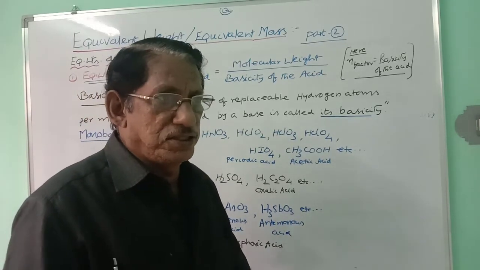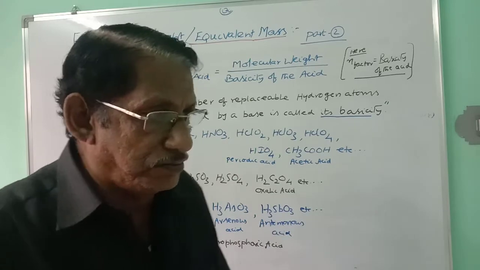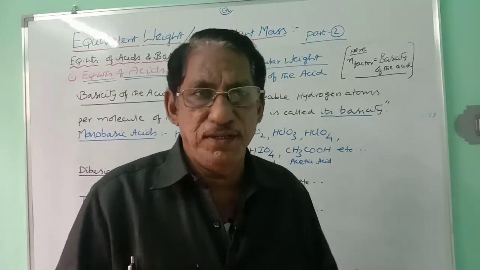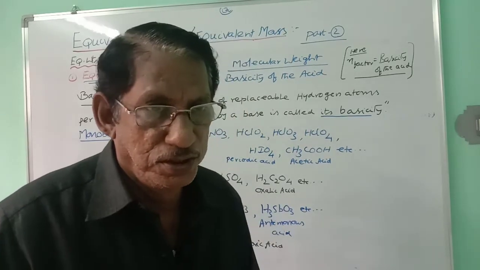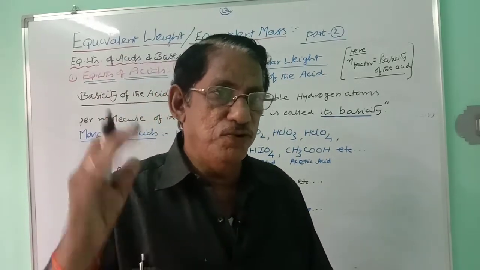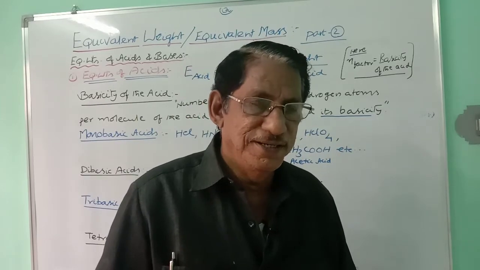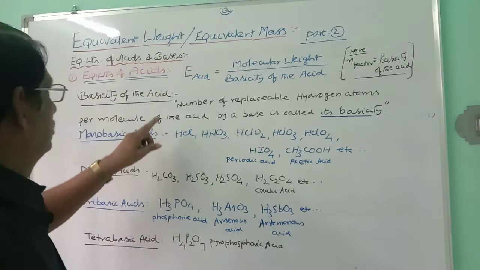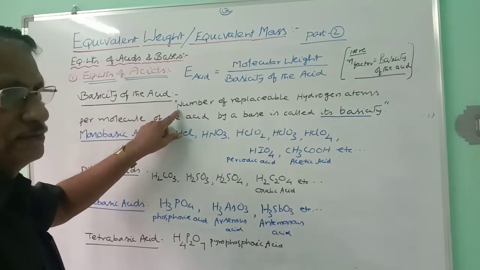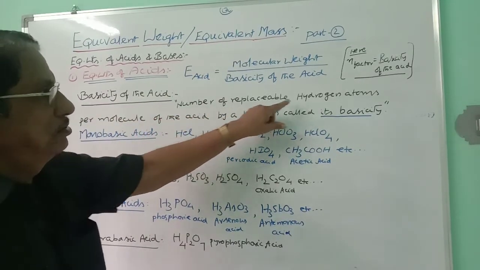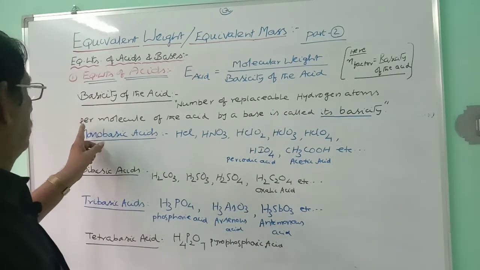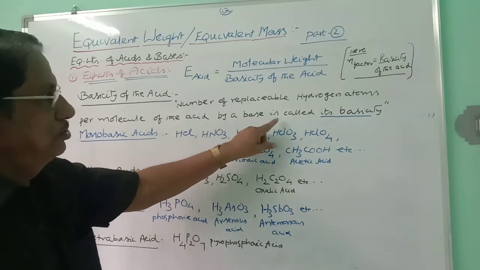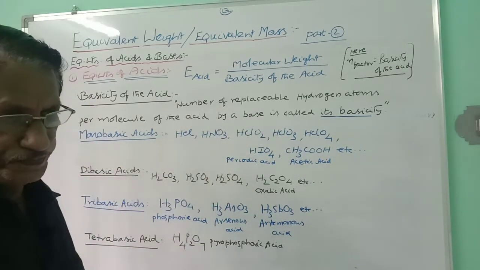Every acid will be having acidic property, every acid will be having replaceable hydrogens by a base. How many hydrogens it is having per molecule, which can be replaced by a base or OH groups? That is called its basicity of the acid. Basicity of the acid is equal to the number of replaceable hydrogen atoms per molecule of the acid, which can be replaced by a base.